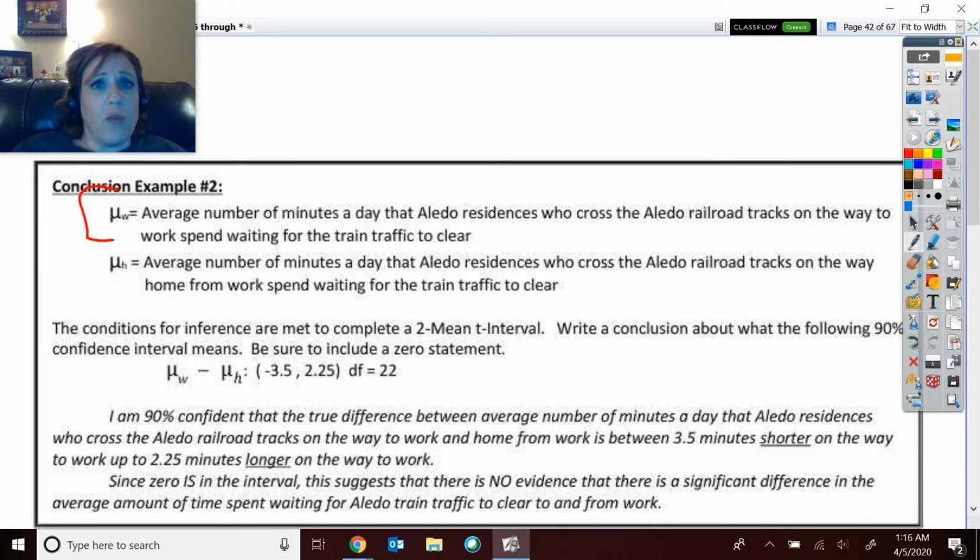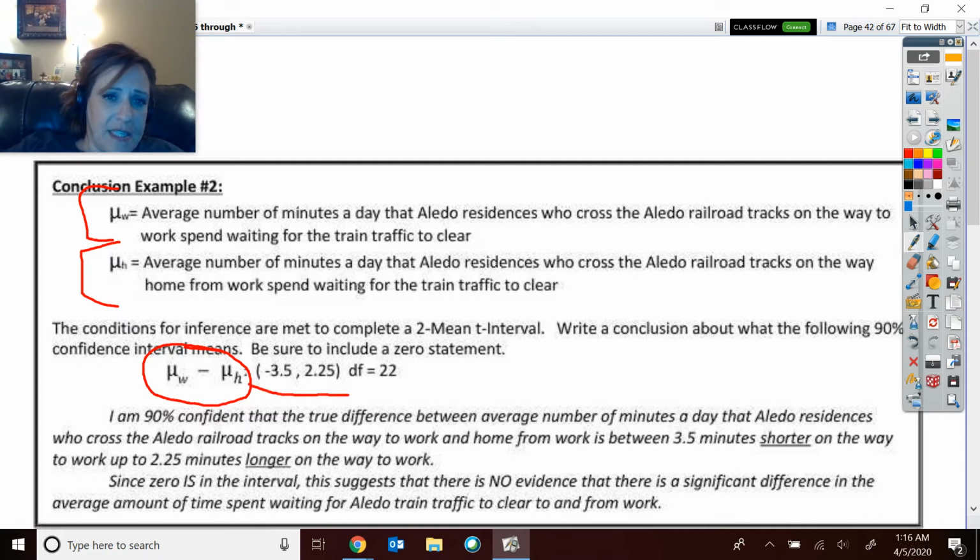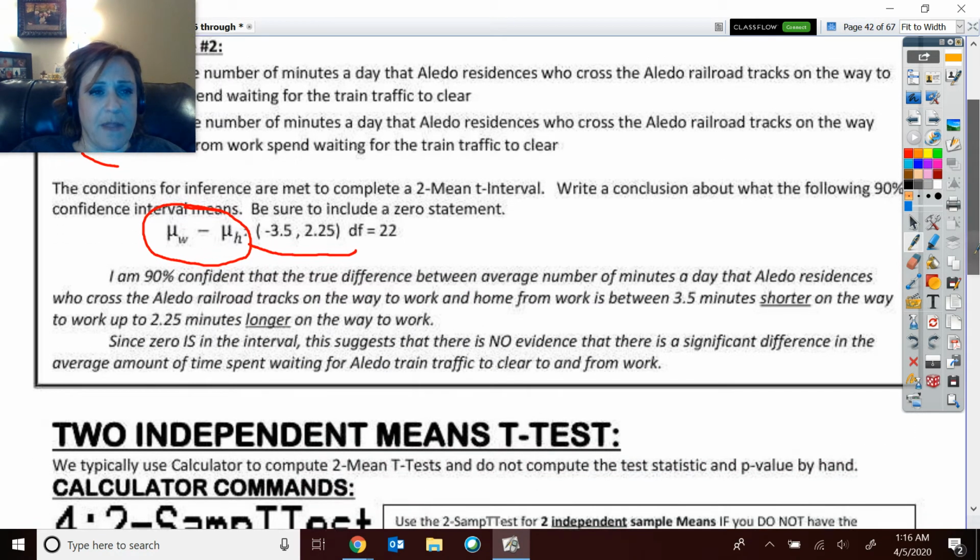On average, how much time do you spend on the way to work? And if you get stopped by the train on the way home, on average, how much time are you sitting there on the way home? Those could be two different sets of subjects. All right, so we are going to write this conclusion. Notice how I'm subtracting the ones going to work minus the ones coming home. I have this interval here with the degrees of freedom stated, and I can see that my interval is going from a negative number to a positive number. So we're going to want to make sure we talk about that.